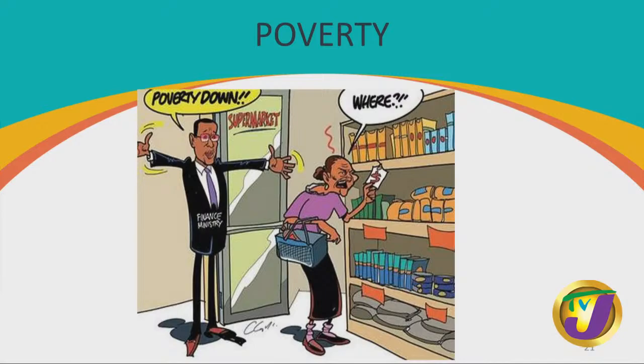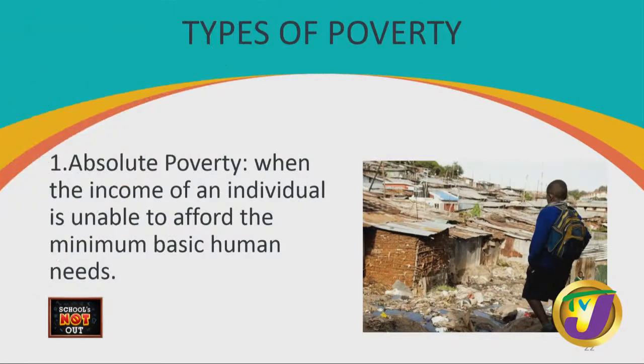Right? So for some persons, they say, I have access to certain things, but others find it difficult. So the first type of poverty is referred to as absolute poverty. And this is when the income of an individual is unable to afford the minimum basic needs.